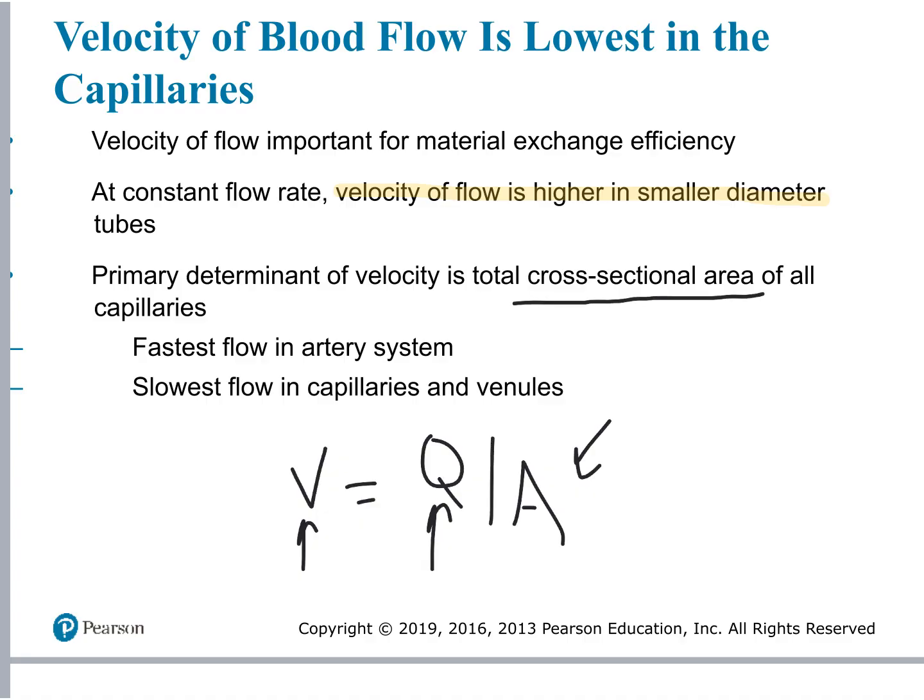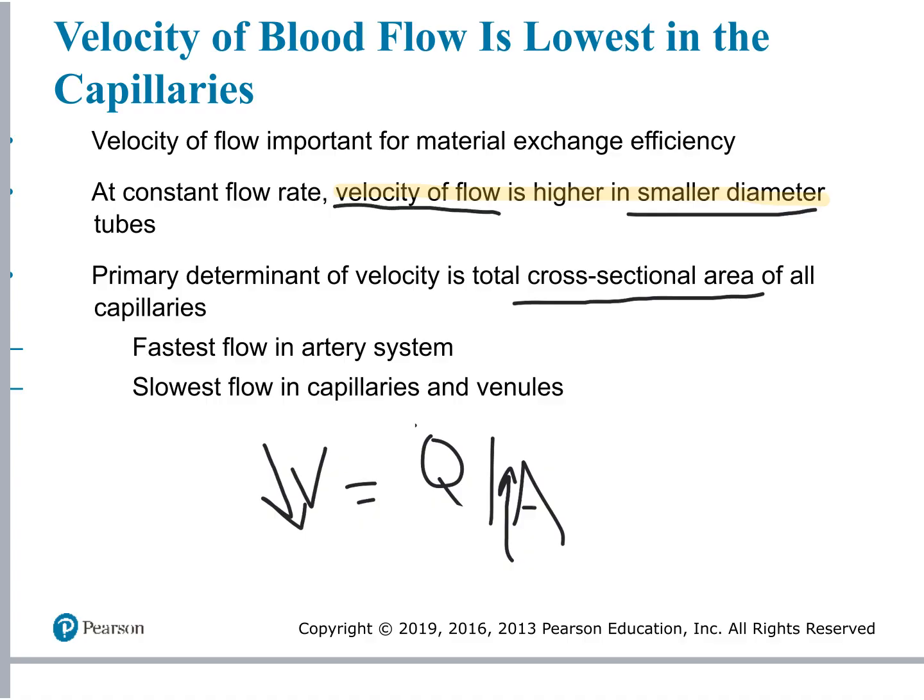All right, let's see how this formula works. I'm going to try to erase my arrows. If we increase the flow rate, then it increases the velocity. All right, that much we can understand. But then what happens with the area? If the total cross-sectional area increases, what does that do to velocity? It decreases the velocity. So what does that mean? That means vessels with a smaller diameter have a faster velocity.